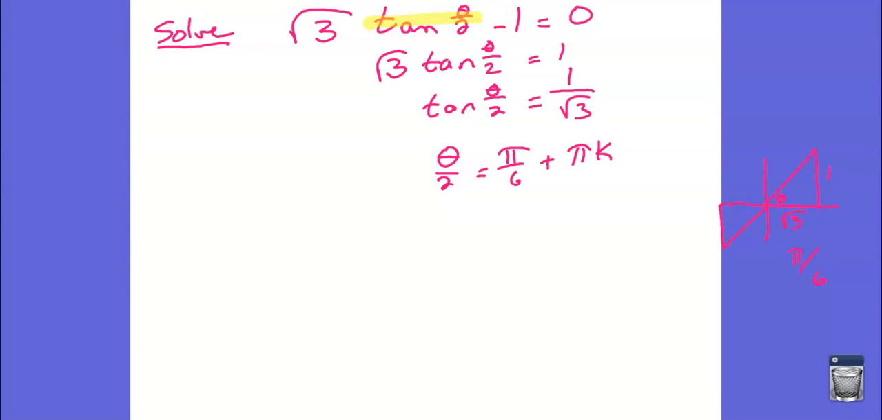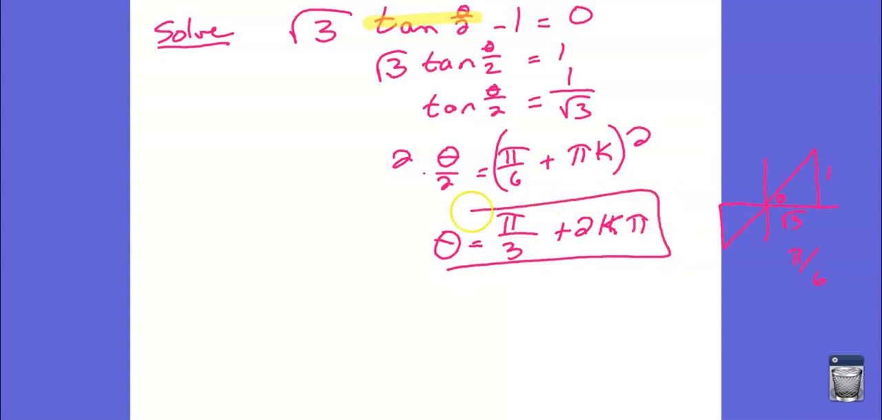We've solved it using algebra, but keep in mind we're trying to find theta, so we're going to multiply everything by 2. Multiplying this side by 2 and this side by 2, we get theta equals pi over 3 plus 2k pi.